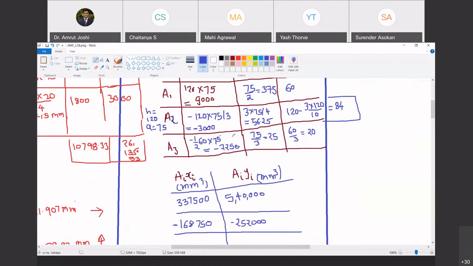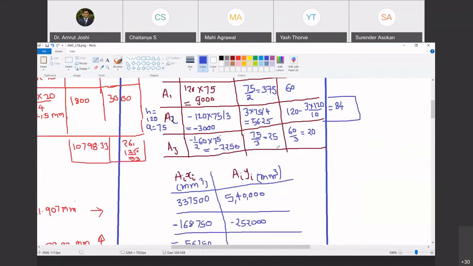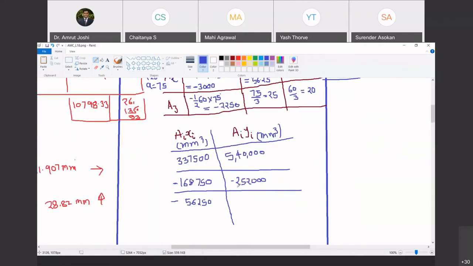Now tell me what is AIXI. So minus 2250 into 25. How much is that? 56250, and that is negative. Do you agree with me? Yes, sir. And what is the value of AIYI? So minus 2250 into 20. So minus 45000. Do you agree? Yes, sir.